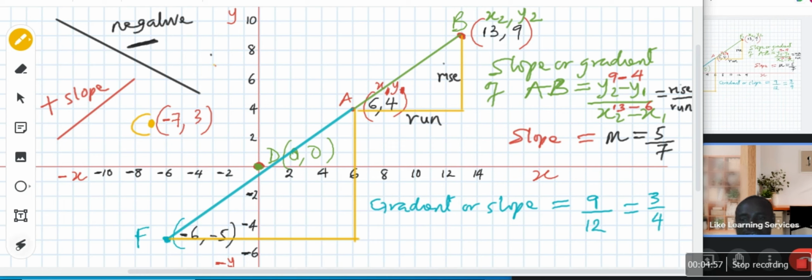I said if the line is running down, like descending, the answer will carry a minus. If the line is going up, the answer will carry a plus. So just watch it. Let me show you.